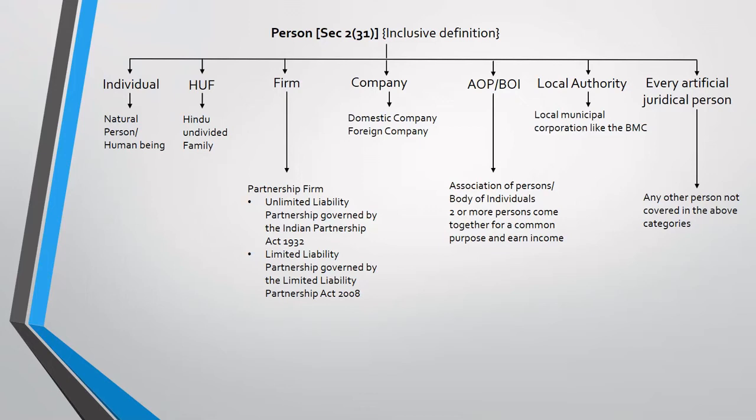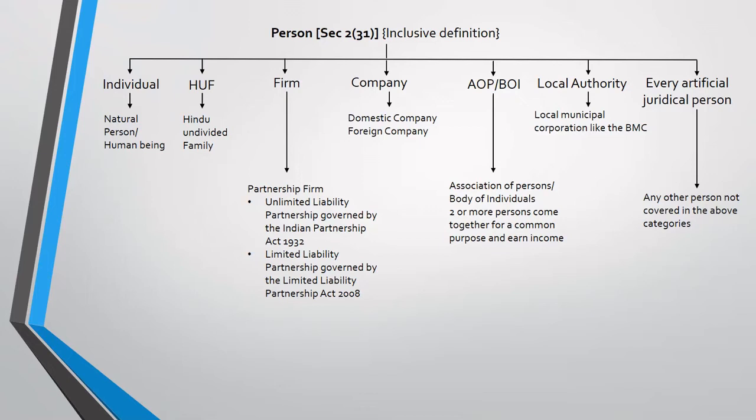However, it could also be that all the 3 builders are proprietors and operate in their individual names. Then the association would be a body of individuals. Now, local authority would mean the local corporation, the municipal corporation in the area, the BMC. Even that is covered under the definition of person. And every other artificial juridical person means any other person who is not covered in the above categories.